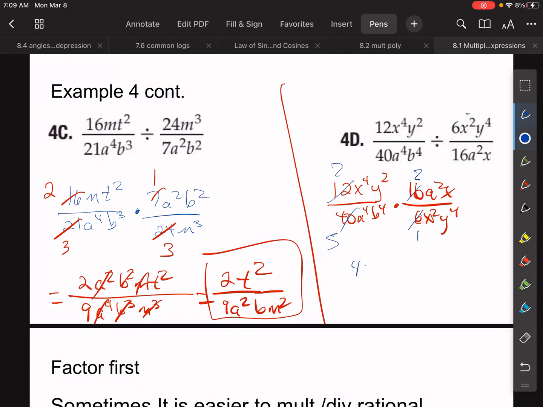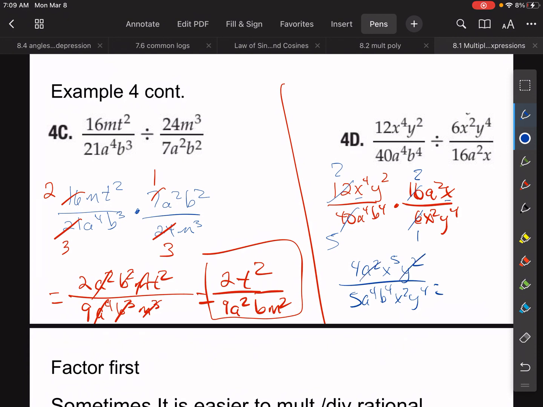I'm left with 4, x to the, well, I guess we'll go in alphabetical order again. So I have 4, a squared, x to the fourth times x is going to be x to the fifth, y squared. And then the denominator, I have 5 times 1, which is 5. And then I have a to the fourth, b to the fourth, x squared, y to the fourth. Okay? And then I'm going to just let you simplify this. But I mean, this goes away, this goes away.